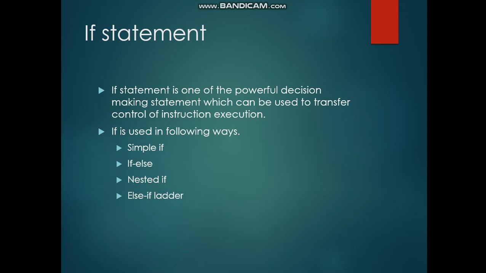See, I'll tell you, simple if is very simple. The second one is if else. If else means you have one condition. If this condition becomes false, then what will be executed? That is called if else. Third one, nested if. So you have many conditions. You have an if statement, and inside it you have another if statement, then it is called nested if. And in the case of else if ladder, you have so many conditions, and based on the correct condition, that statement will be executed.